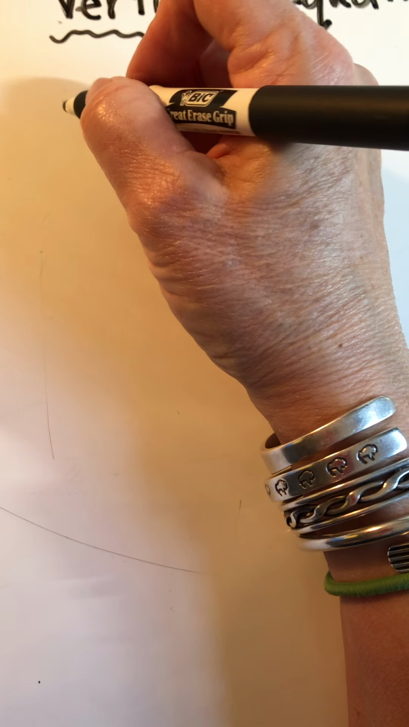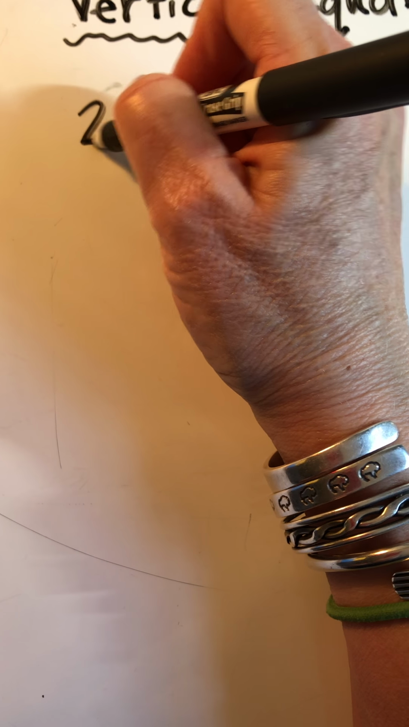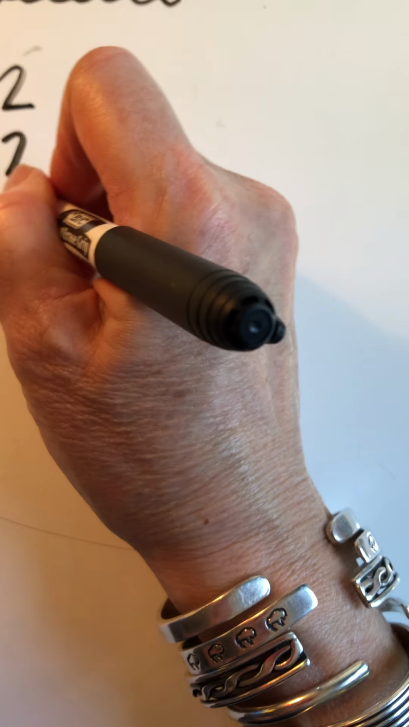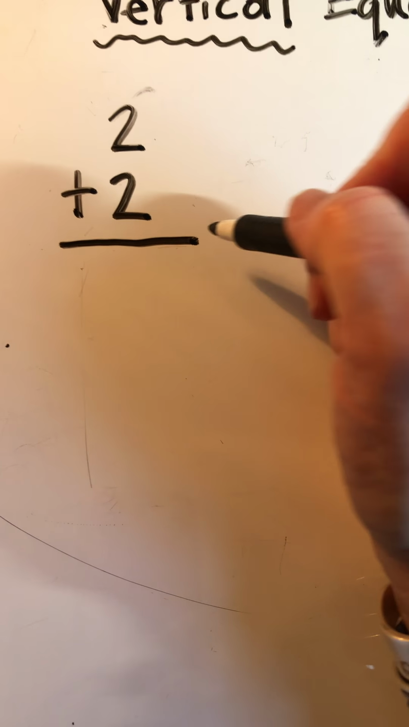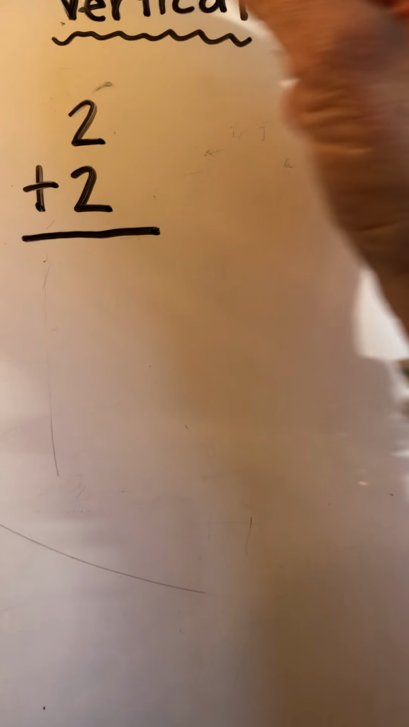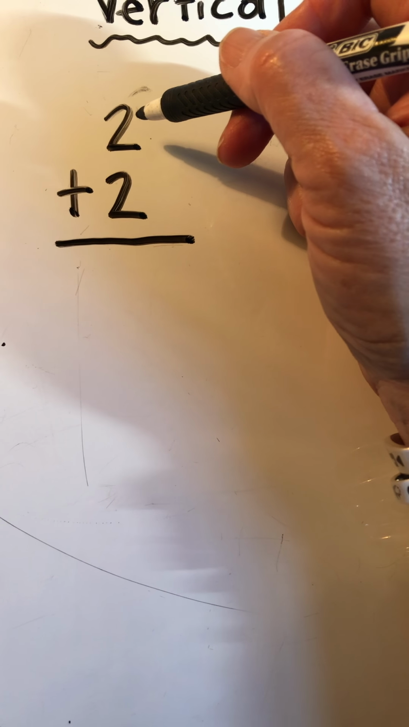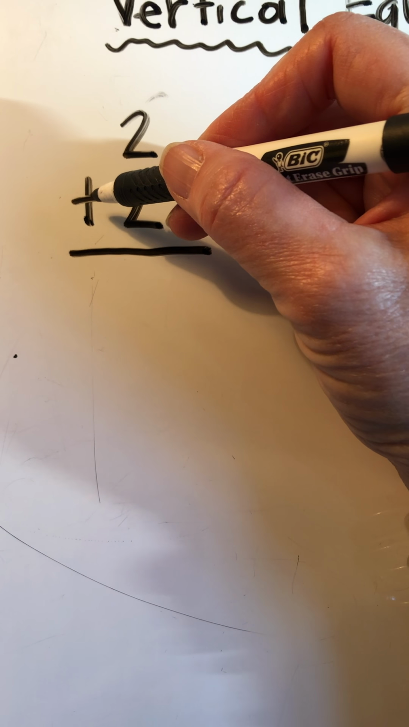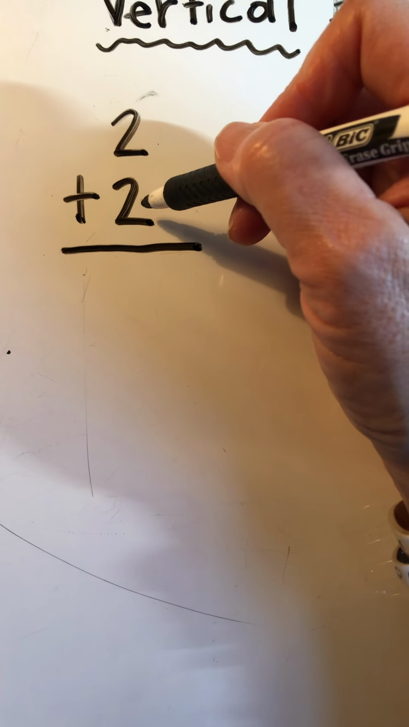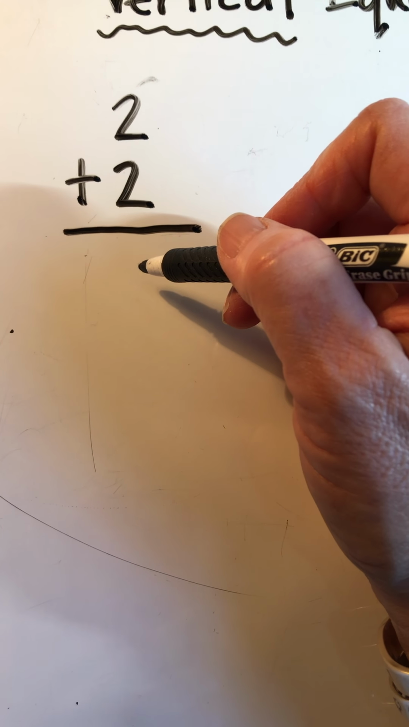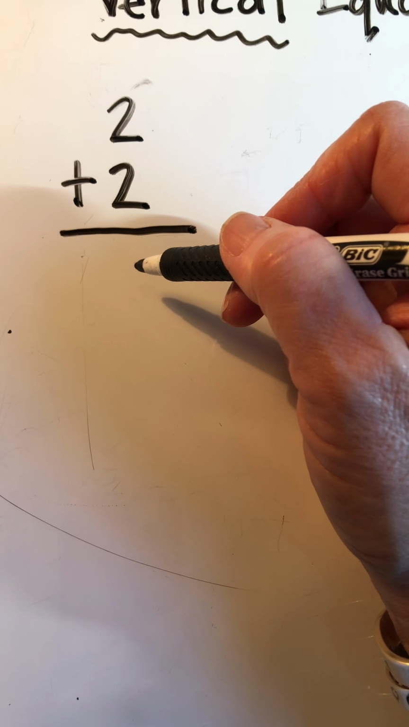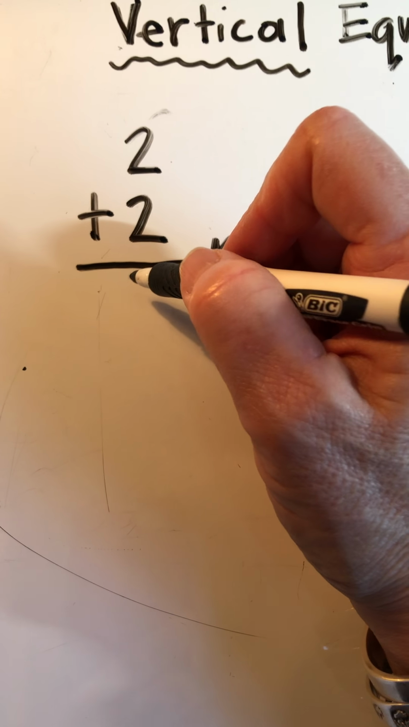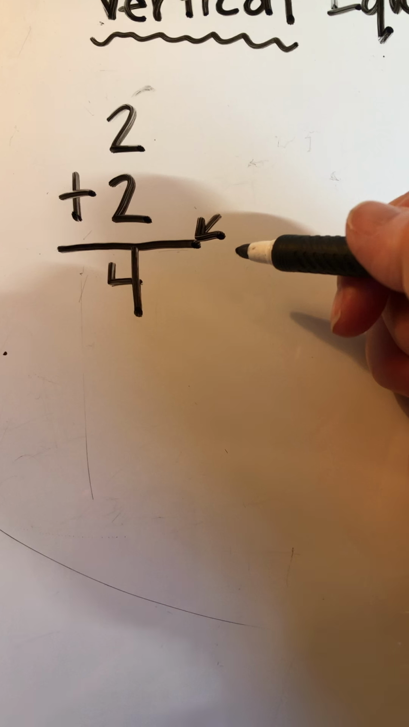So watch this. I can write that same problem, 2, and then plus 2, and then that line right there acts like my equal sign. So I'm going to start at the top, always going to start at the top with these vertical problems, and I'm going to say this number, look at the sign, that's a plus sign, this number, and then I'm always going to write my answer right down here underneath that line. That line is acting just like my equals mark. So 2 plus 2, and of course you guys know the answer is 4. So I'm going to write it right down here.